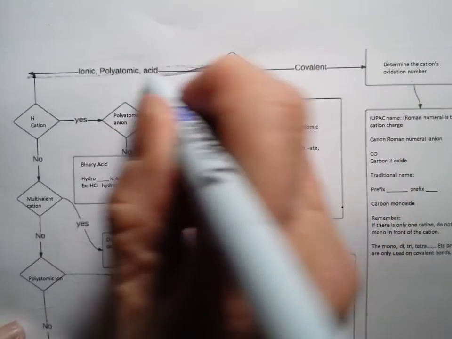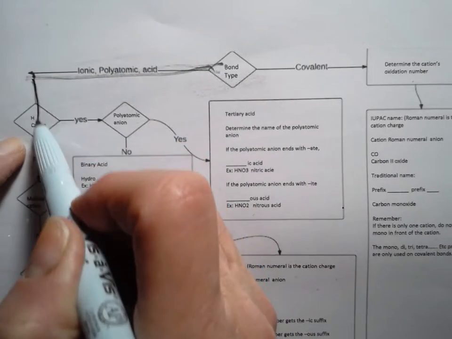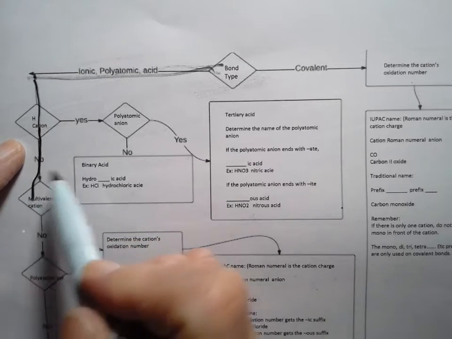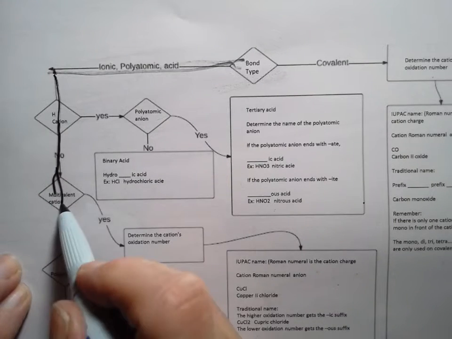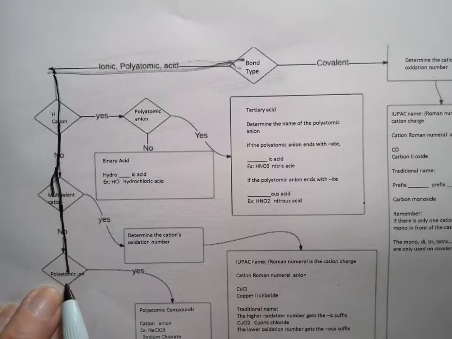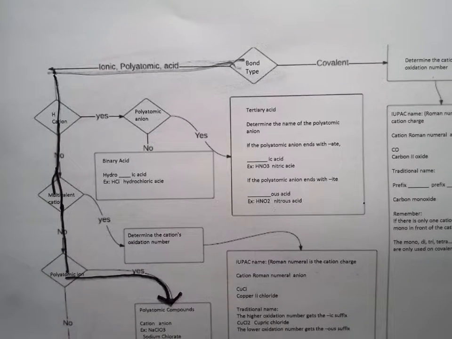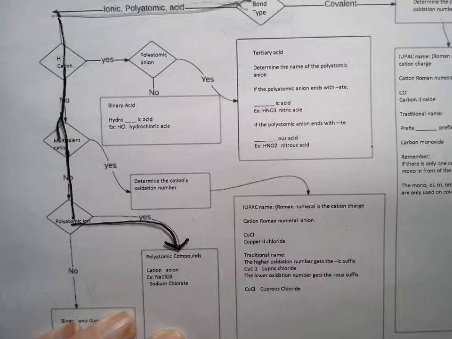If I come over here, I notice that my cation is not hydrogen. My cation was not multivalent because potassium just has the one charge. And I come down here, do I have a polyatomic ion? Yes, I do. So the way that we name polyatomic compounds is just very simply, you write the name of your cation and the name of your anion.